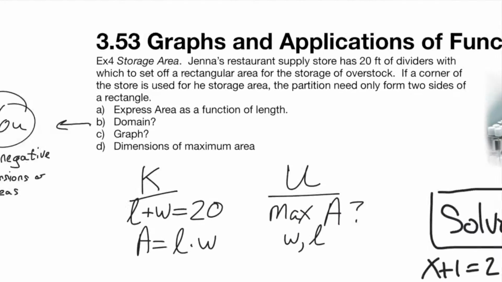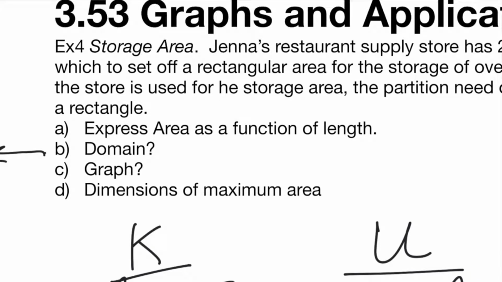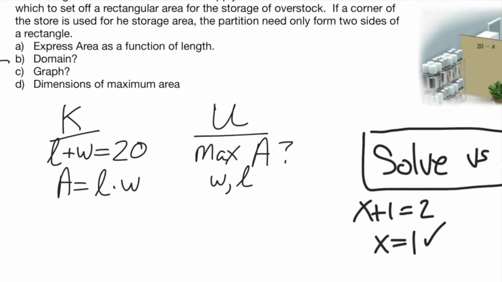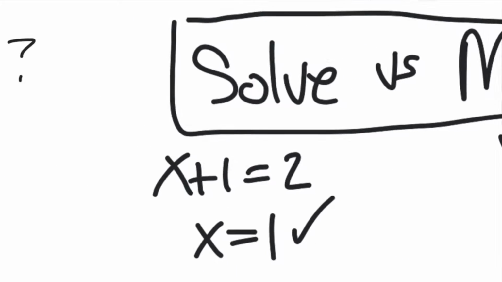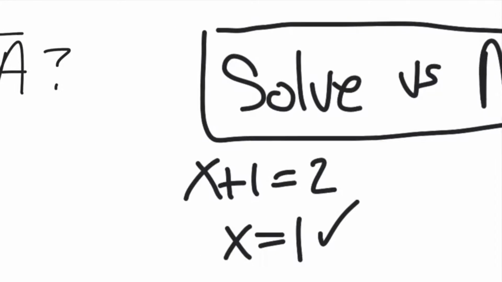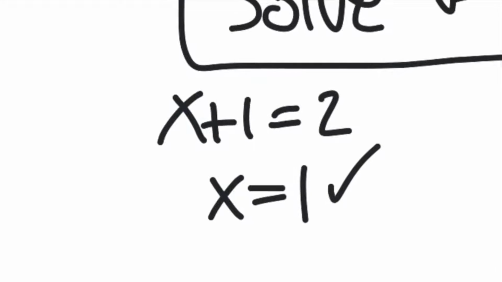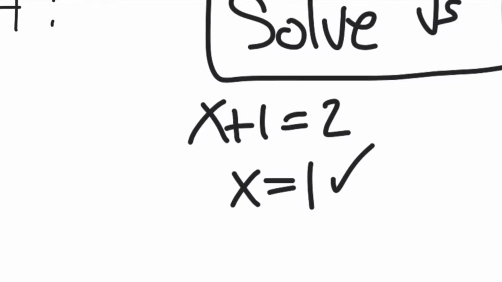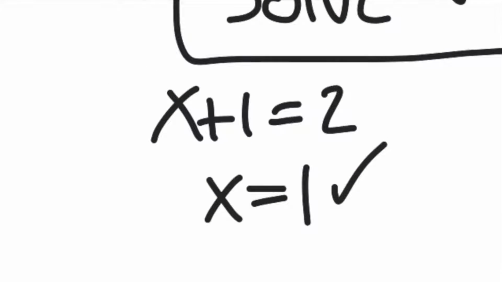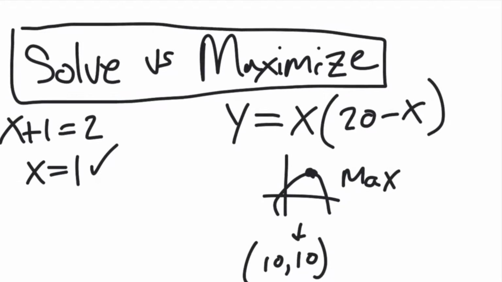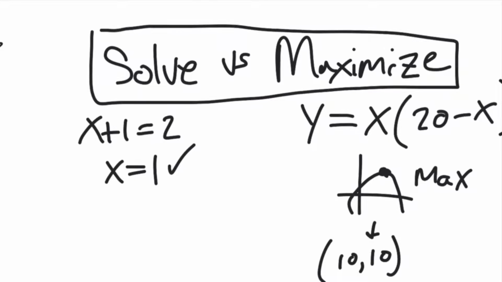What we need to do is a four-part problem. You need to express the area as a function of length. We need to find the domain, the graph, and the dimensions of the maximum area. This is totally different from any other word problem you've seen so far, because normally what we do is we solve. And we're really great at solving. We're given an equation with one variable, and then we get the answer x equals 1. Great. Or sometimes we're given two equations with two variables, and we can still solve there. But here, what we're doing is we need to maximize, and that's different from solving.